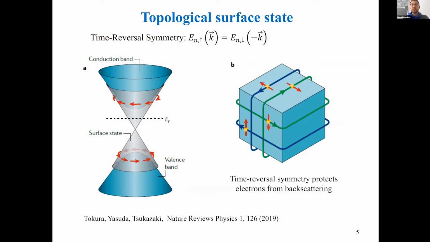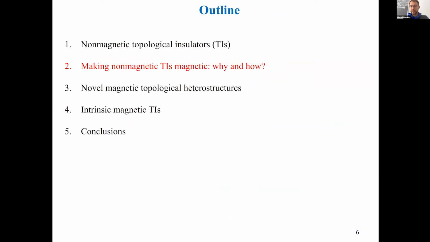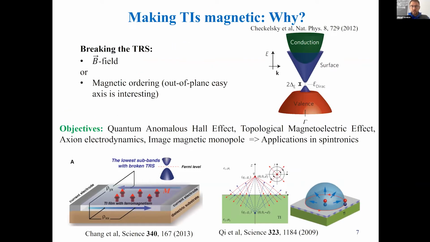So the question is, why do we want to break this time reversal symmetry? Why do we want to get rid of this apparently nice property? There are good reasons for that, as I will explain in the following slides. So, making non-magnetic TIs magnetic. How can you do that?